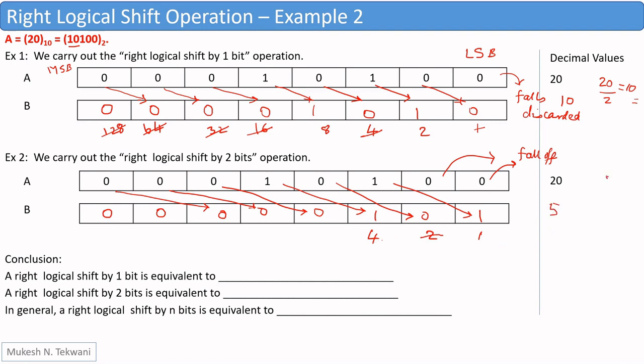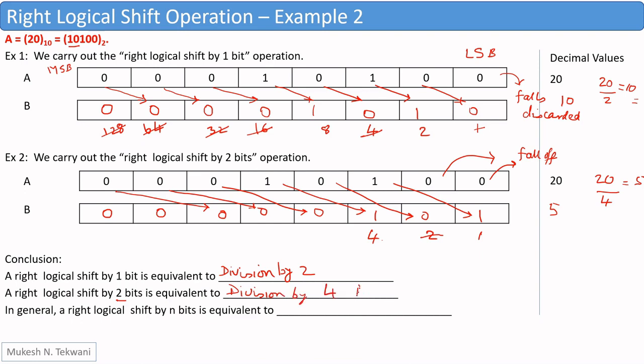And you can see this, 20 divided by 4 gives us 5. So here is our conclusion. A right logical shift by one bit is equivalent to a division by 2. A right logical shift by 2 bits is equivalent to a division by 4.